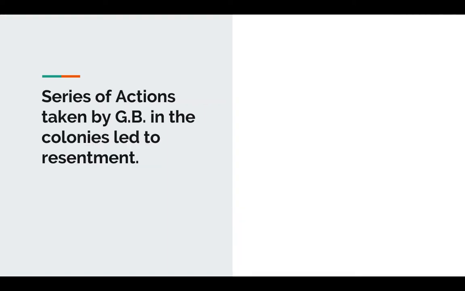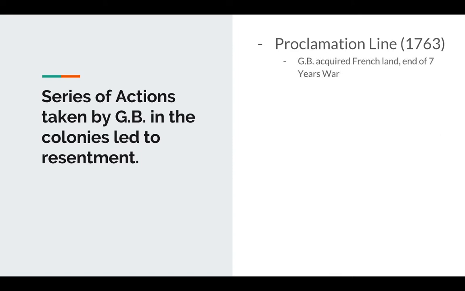Okay, so first we need to talk about the series of actions that were taken by Great Britain in its North American colonies that led to the colonists' resentment. So first we have the Proclamation Line in 1763, and this is at the end of the Seven Years' War, or the French and Indian War. Great Britain acquired this huge piece of French land within the North American territory.